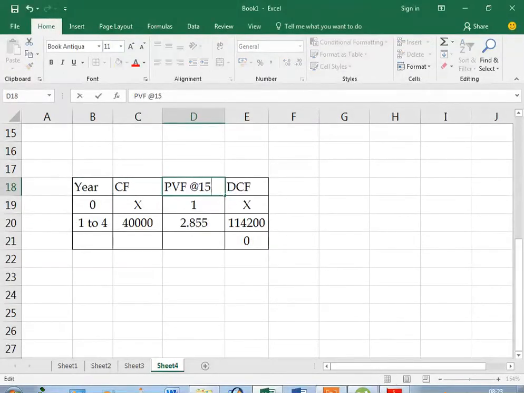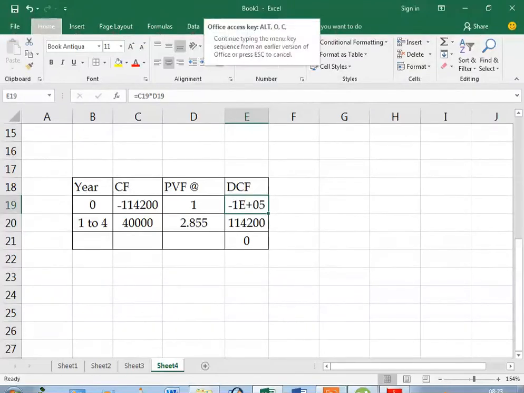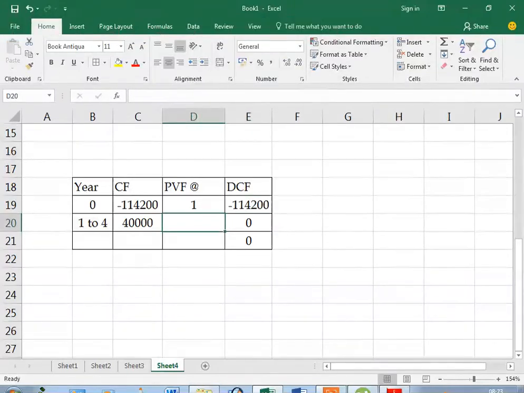Now I don't know the rate, so this is what we are required to calculate. PVF at what rate, we don't know. This we have identified now: 114,200. I also don't know this because PVF at what rate we don't know. So is it 10%, 12%, 15%, 20%? That rate is required, which is missing in the question. But year and cash flow is like this.